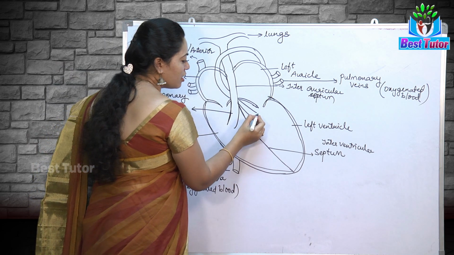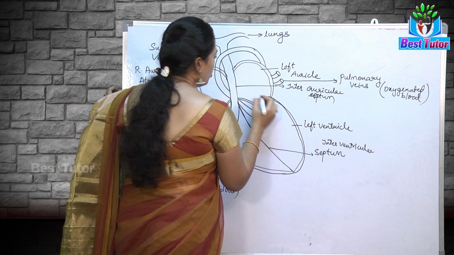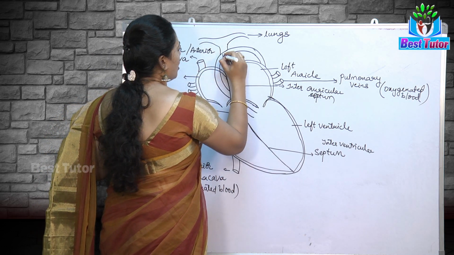The other blood vessel which arises from the left ventricle is the one known as aorta.